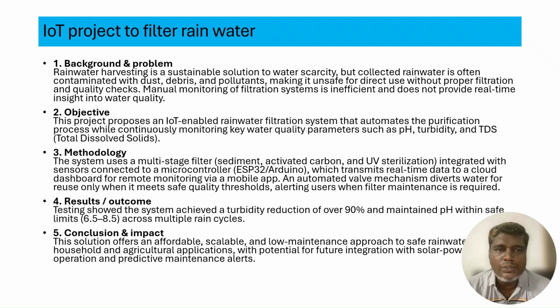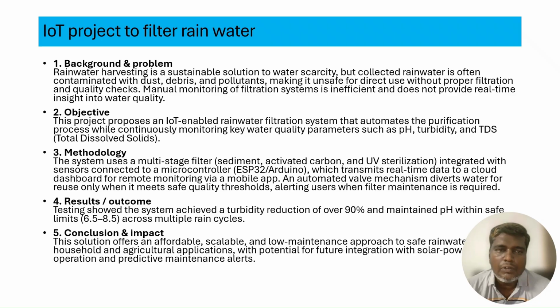Here the background is that rainwater harvesting is a sustainable solution to water scarcity. Rainwater harvesting is your background, but collected rainwater is often contaminated with dust, debris, or pollutants, which is the problem to be addressed. It makes it unsafe for direct use without proper filtration or quality checks. These are the problems, or the gap, identified by you during this project.